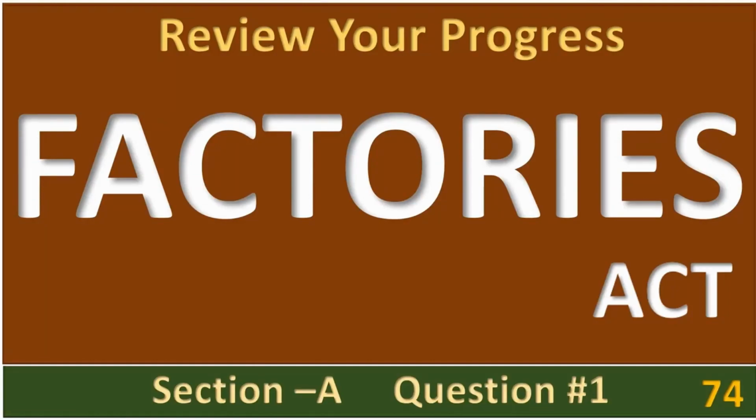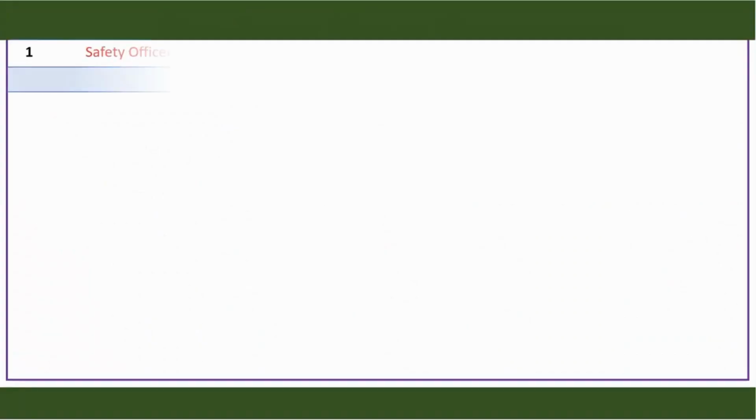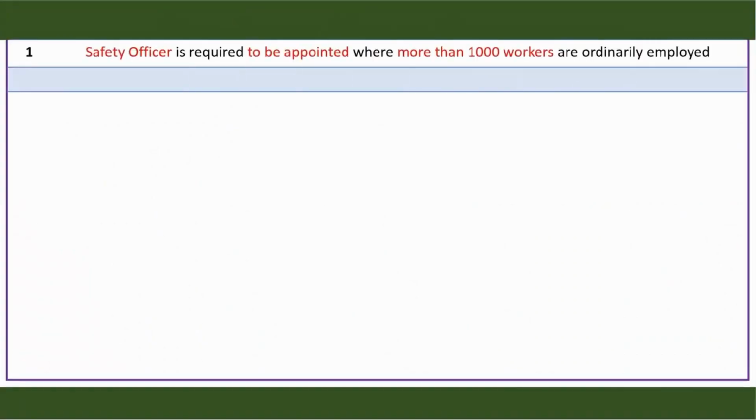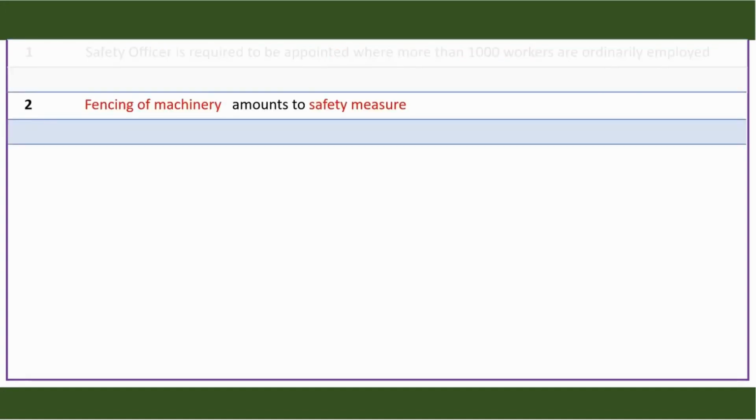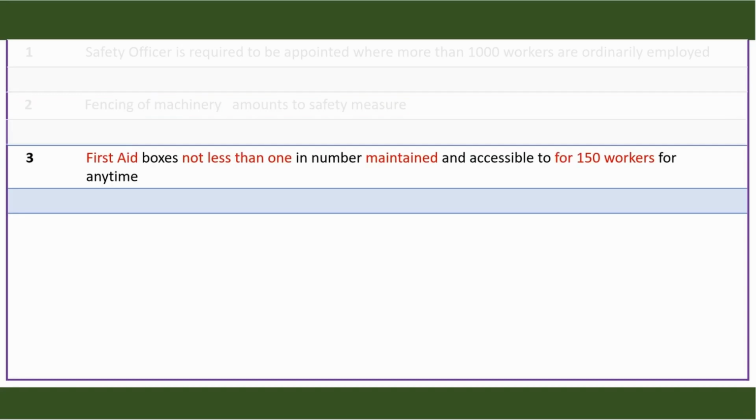Progress review on Factories Act. If the factory has more than 1000 workers, there is a need to appoint a security officer. Fencing of machinery is a safety measure. For every 150 workers, there should be an easily accessible and fully maintained first aid box.